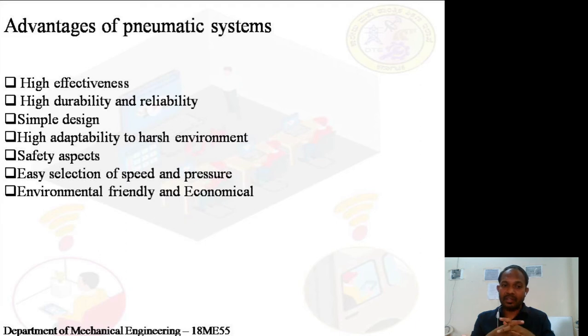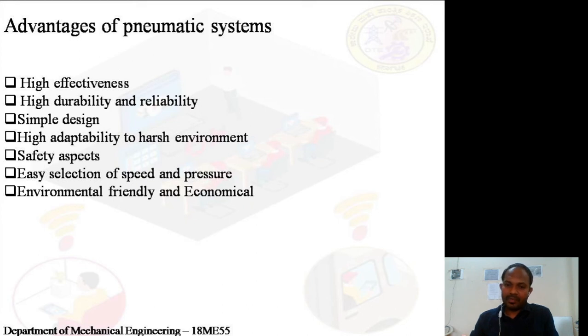That is what we call easy selection of speed and pressure. We can select the pressure and speed very easily. That is why in a few of the robotic applications also they go for these pneumatic systems.